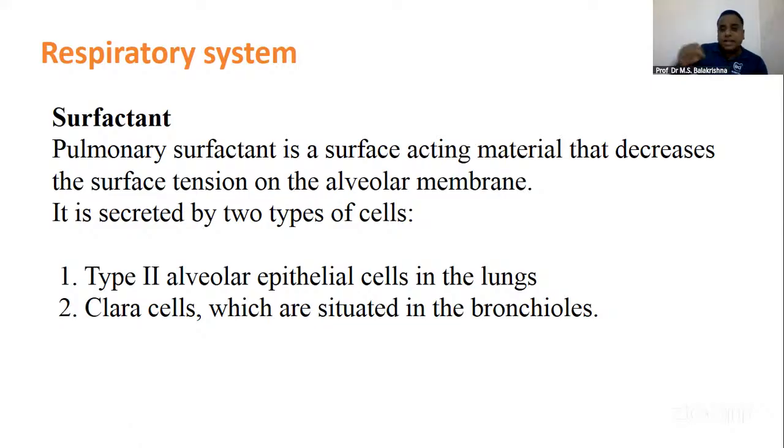The surfactant is secreted by two types of cells. Generally we study type 2 cells, but in more detail there are two types of cells. The one we have already discussed is the type 2 alveolar epithelial cell. The second cell which produces surfactant is the Clara cell, and these Clara cells are situated in the bronchioles. So do not get confused. Type 2 alveolar cells and Clara cells are the ones which manufacture surfactant. And its purpose is to decrease the surface tension of the alveolar membrane. So these are the things you should remember.